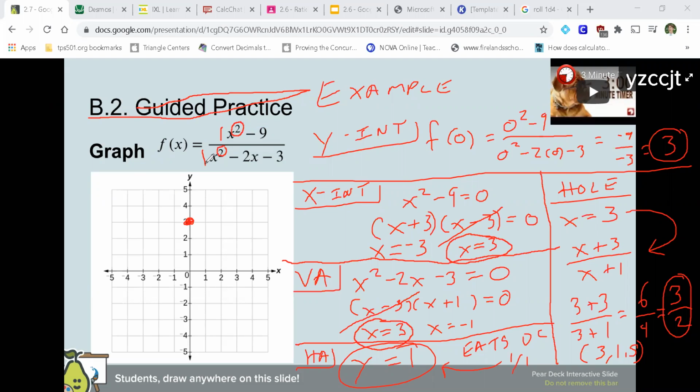All right, with all this beautiful information, I can now graph this. So it's got a y-intercept I already did. It's got an x-intercept of not 3. That's gone. The only x-intercept left is -3. It's got a vertical asymptote of x equals -1. I really should have done that one in red.